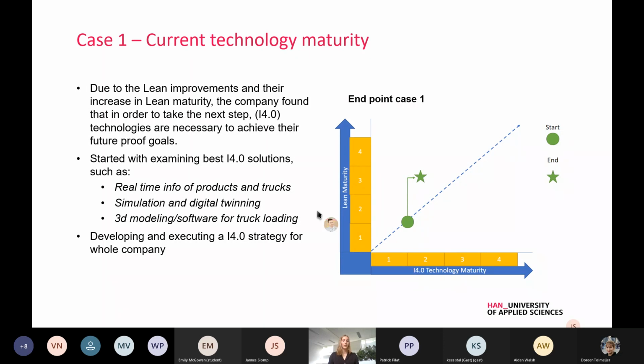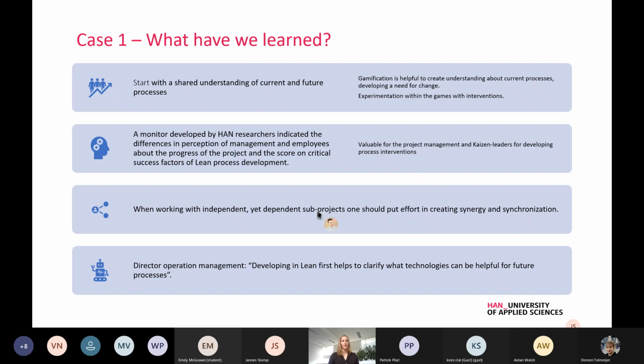And they're currently also developing an Industry 4.0 technology. So also on the strategic level, they formulated a digital transformation strategy to incorporate technology at the highest level. So what have we learned from this interesting case that tried to develop in lean first before going further with technology maturity?